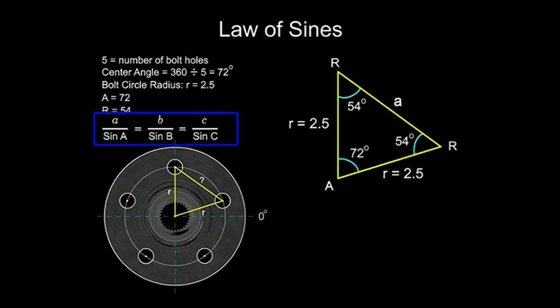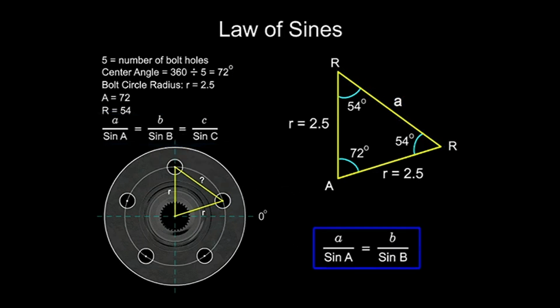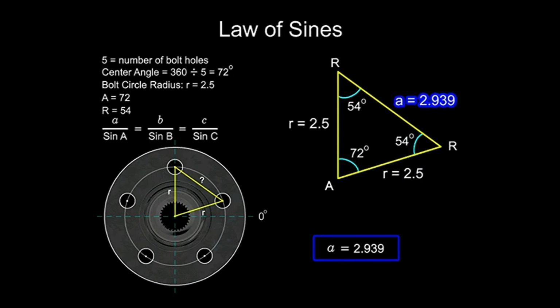Using the law of sines, we can rearrange the equation to solve for the unknown side. Substituting in the values we know, we can then calculate the value of the third side. The value of the third side is equal to the distance between the two bolt holes.